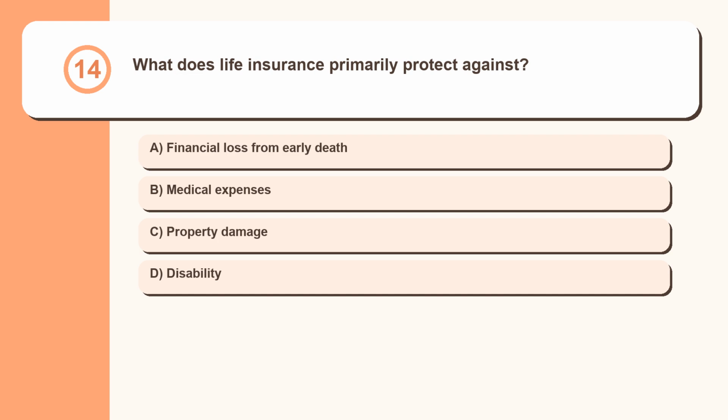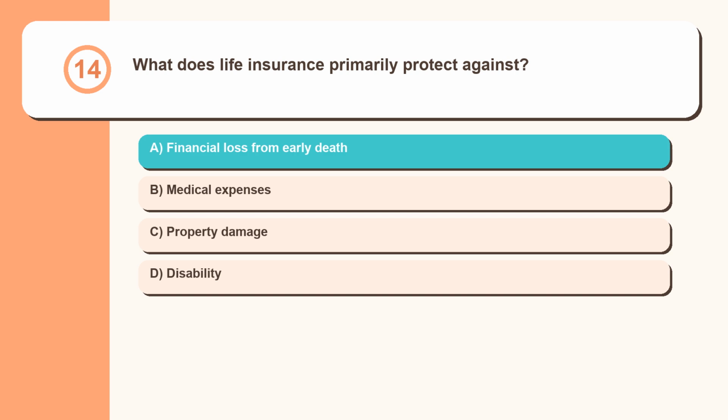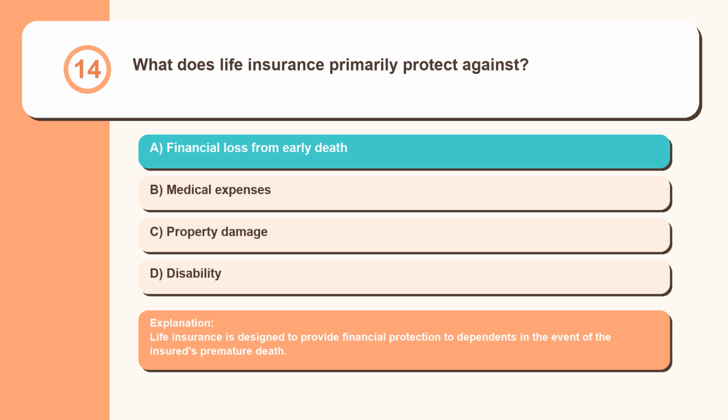Question 14. What does life insurance primarily protect against? Financial loss from early death, medical expenses, property damage, disability. Life insurance is designed to provide financial protection to dependents in the event of the insured's premature death.